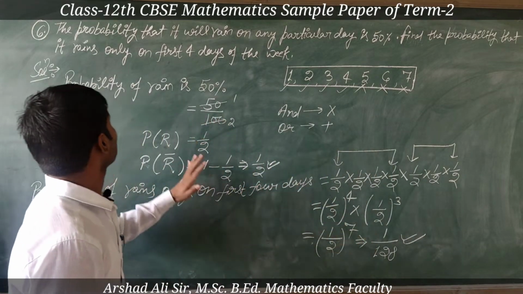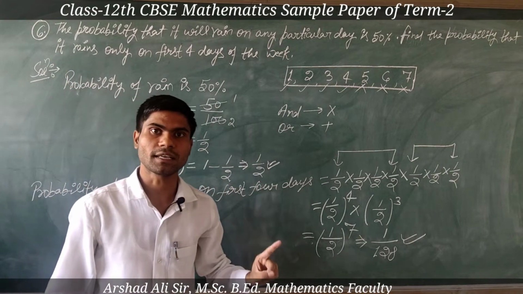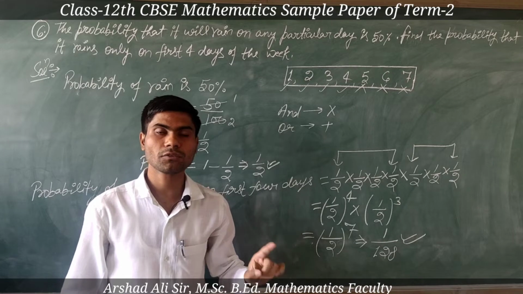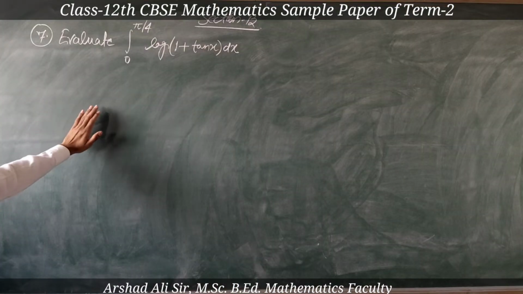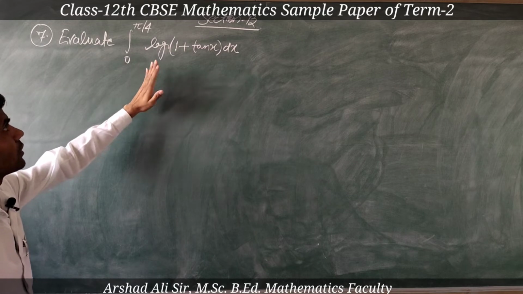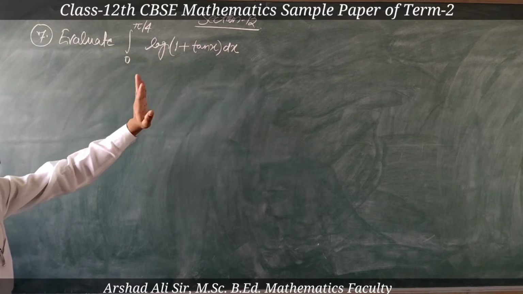So it was our question number 6 and it was the last question of section A. Now we will start section B from the question number 7. In question number 7 we have to find the value of this integration. Limit 0 to pi by 4 logarithmic of 1 plus tan x dx.